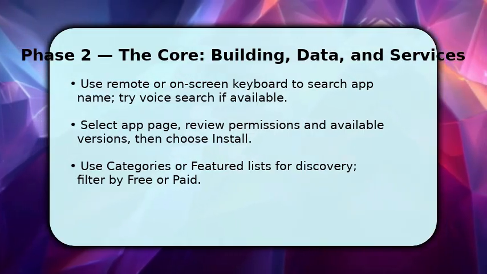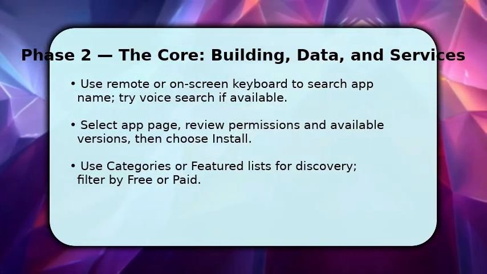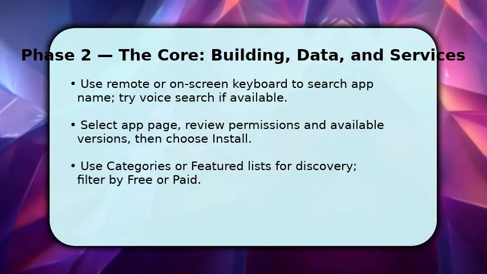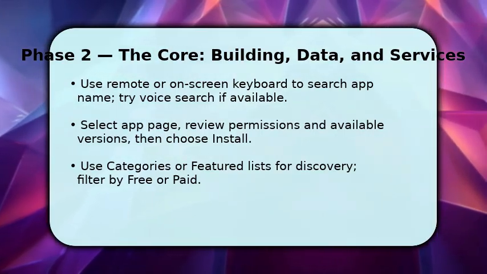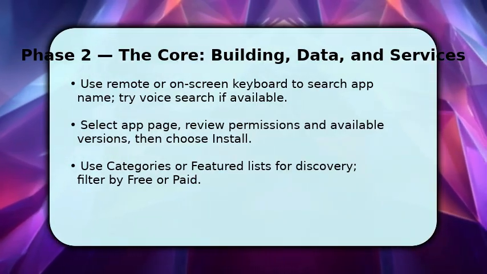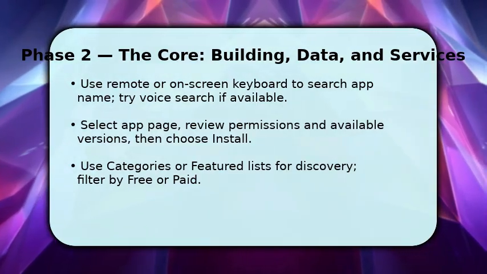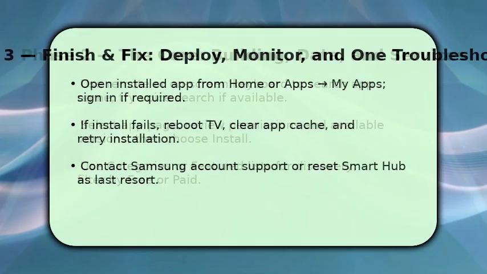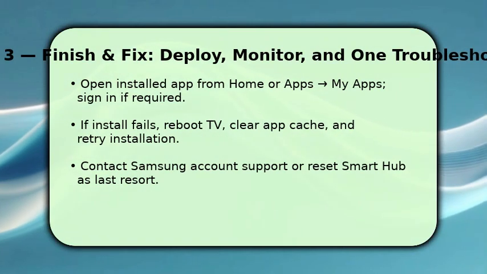If an app requires purchase, follow the prompts to sign in and confirm payment. For exploration, use Categories or Featured to find alternatives and compare ratings before committing to install. Once installation finishes, launch the app from Home or My Apps and sign in to activate services.